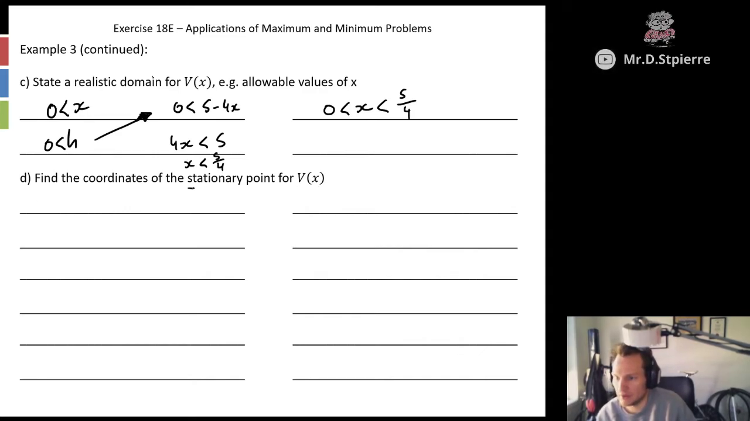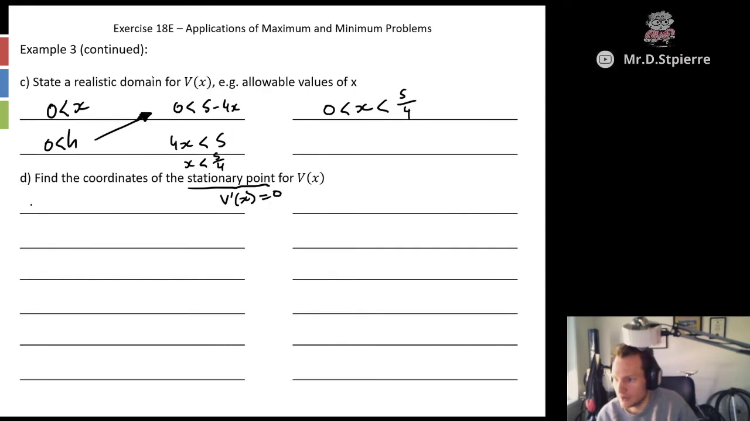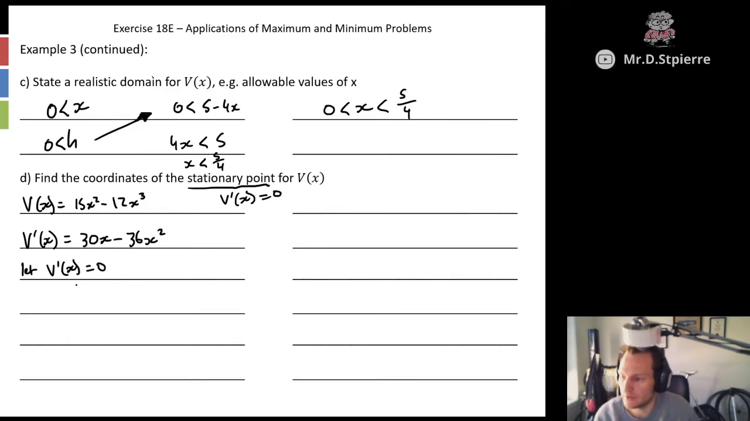Okay, so stationary points, that is when V dash of x is equal to 0. Yes, the derivative equal to 0 gives us our stationary points. So V of x is equal to 15x squared minus 12x cubed. Did I remember that right? Yes. So it follows on V dash of x is equal to 30x take away 36x squared. We're going to let V dash of x equal to 0. We're letting the gradient equal to 0.